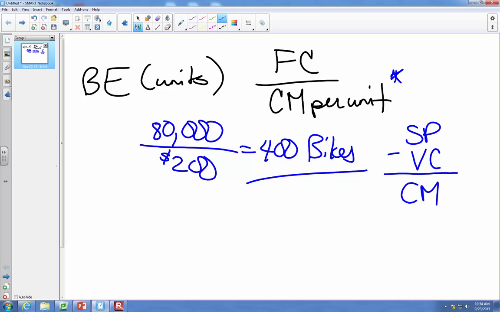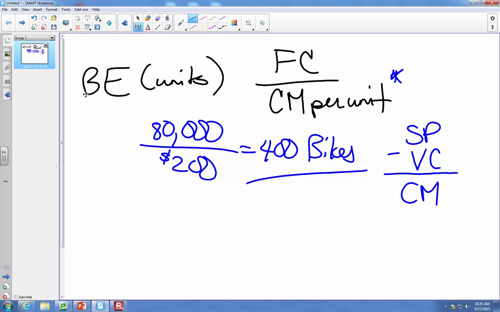How do I change this formula to figure out how many bikes I have to sell to make 100,000? Just think about it for a second. So my question is, the board's like, okay, great, 400 bikes, we break even. That doesn't work. Breaking even isn't sustainable. We need to make $100,000 in profit this month. I want you to have a think about how, and write down for me if you can.